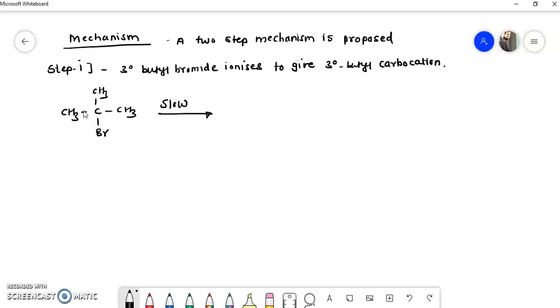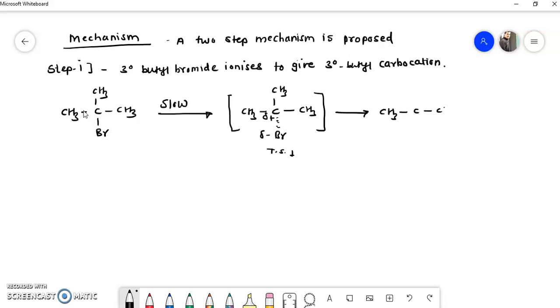In this slow step, what happens? The bond between carbon and bromine ionizes, because you know that bromine is more electronegative as compared to carbon. That's why this bond becomes polarized. The bromine acquires a partial negative charge and the carbon acquires a partial positive charge. This is transition state 1 in this reaction, and this transition state is very unstable. That's why finally we get the carbocation intermediate like this.